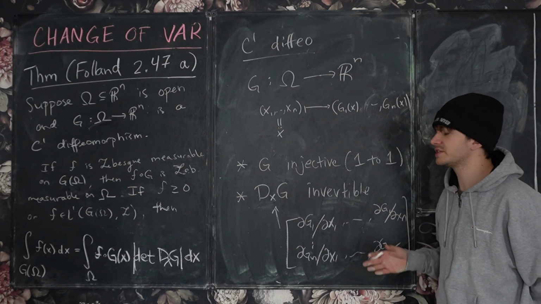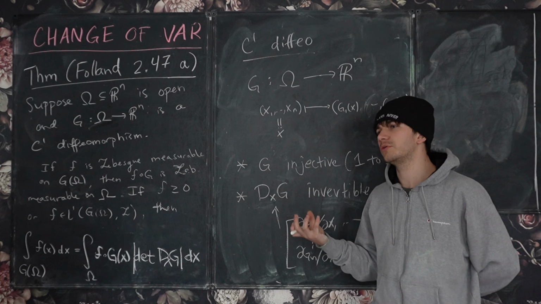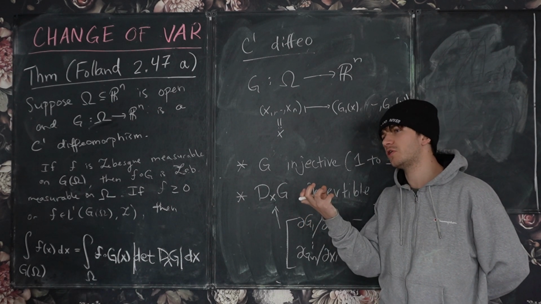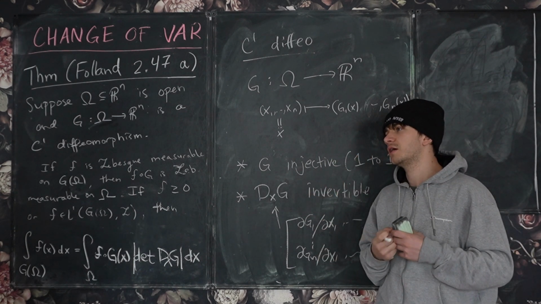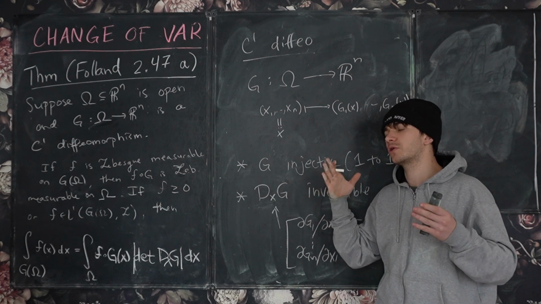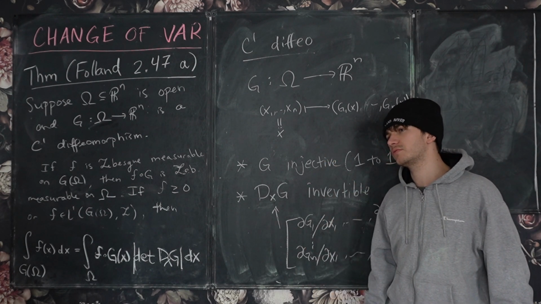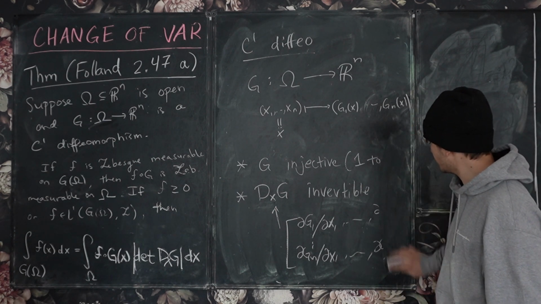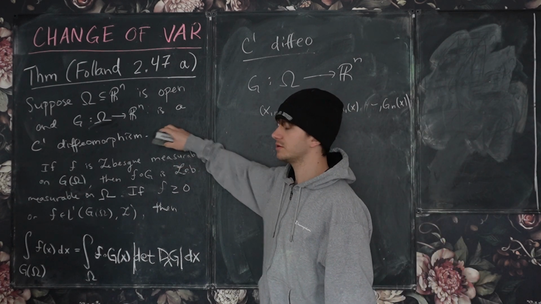What that means physically is that g is not destroying any volume. If I look at a small piece of volume, g is going to distort that small piece of volume, but it's not going to break it apart or pinch it or destroy its volume. So that all makes sense of this assumption here.